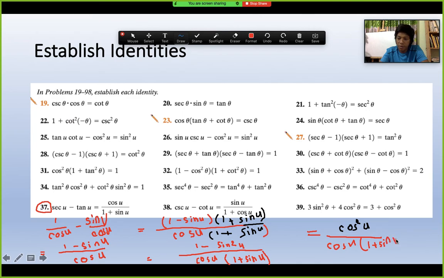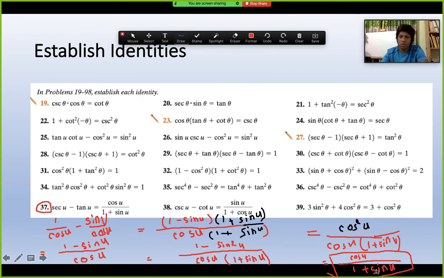And now I think you can see the solution. See, cos u will be cancelled out. There is cos square, which means there is 2 cos u, so one cos u will be remaining there. So this is just cos u divided by 1 plus sin u. And this is what they said us to establish: cos u divided by 1 plus sin u.